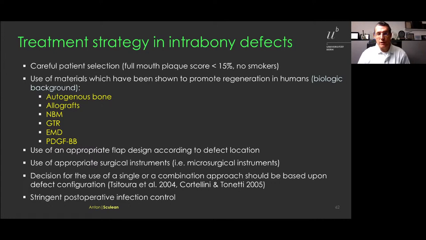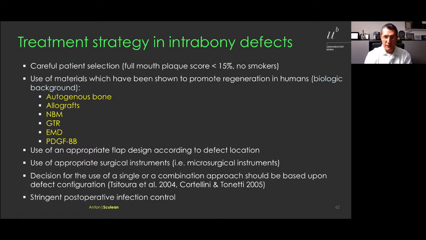Of course, please use the appropriate flap design that should be selected and performed according to defect location with appropriate surgical instruments. In other words, please use a small blade in a small defect. Don't use big blades. Use magnification loupes. And the final decision whether we are going to use a single or a combination approach is based on the defect configuration.